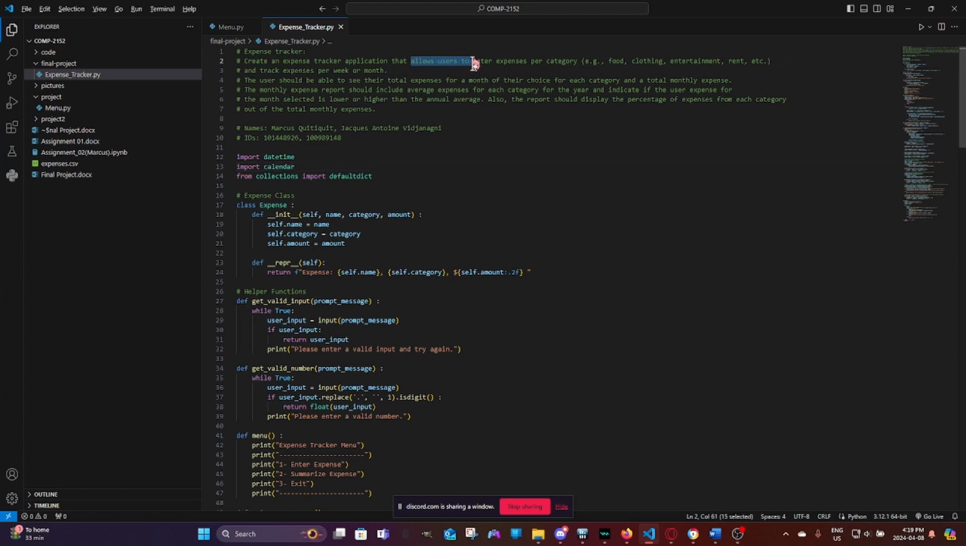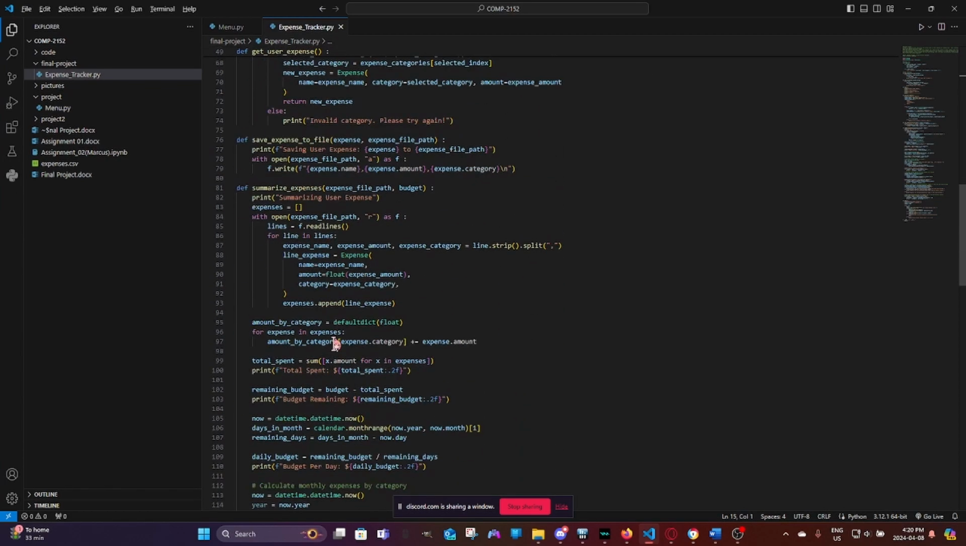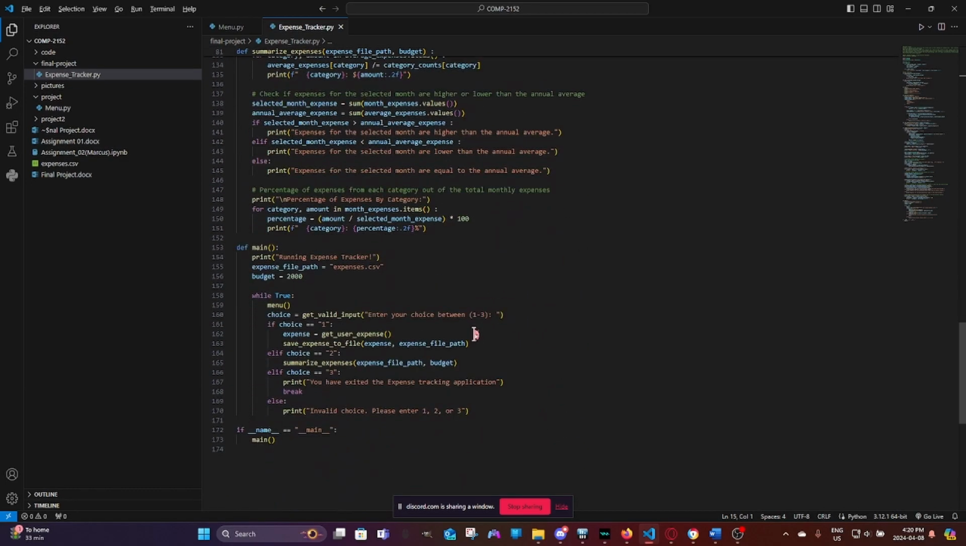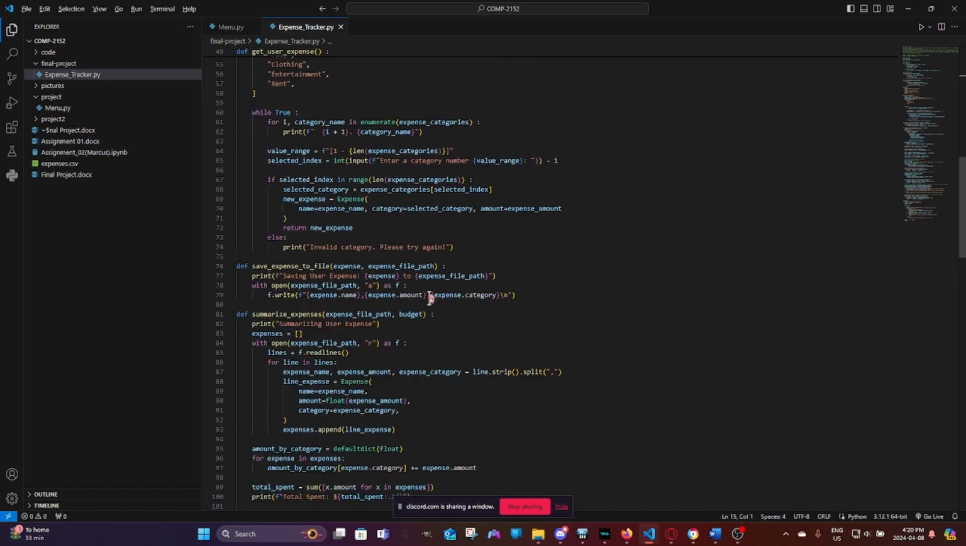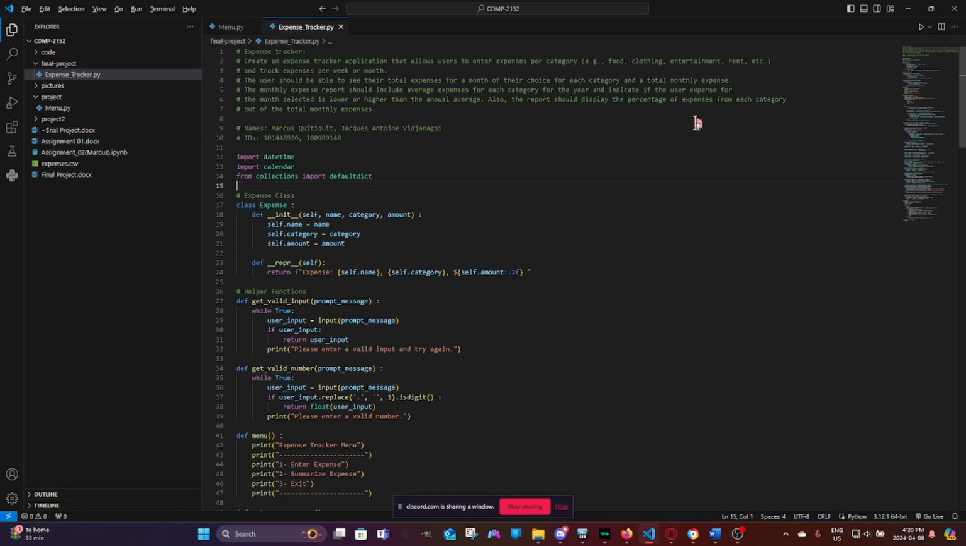And here the expense tracker wants us to allow users to enter expenses per category: food, clothing, entertainment, and rent. That's what we did for our food category right here. This is our get user expense. Here we have, and we're supposed to track the expenses per week or month.